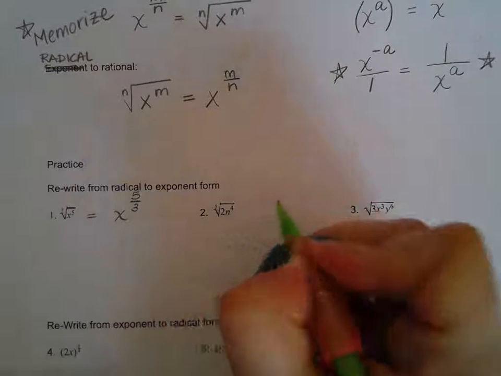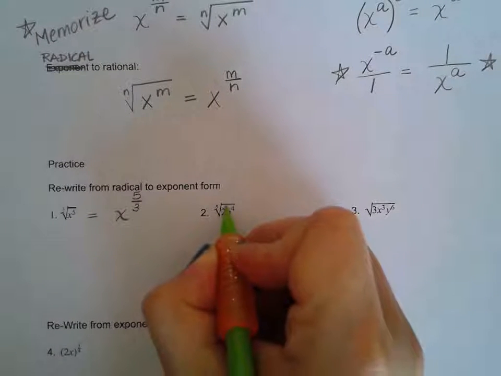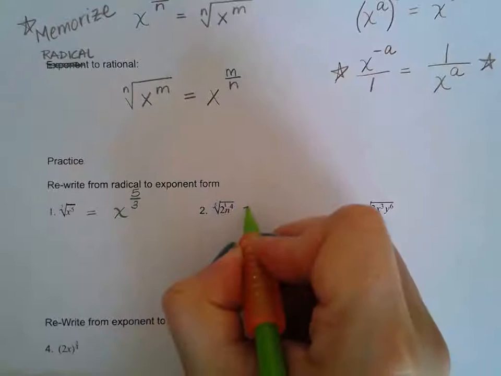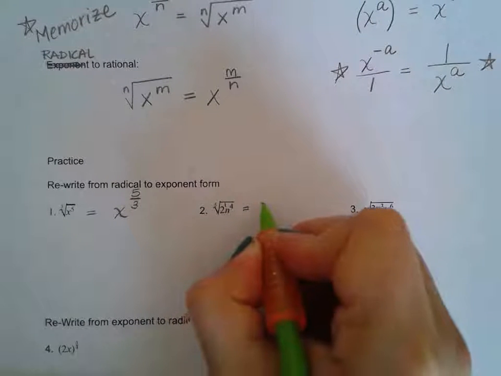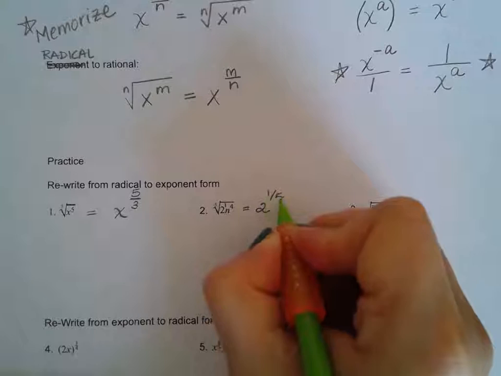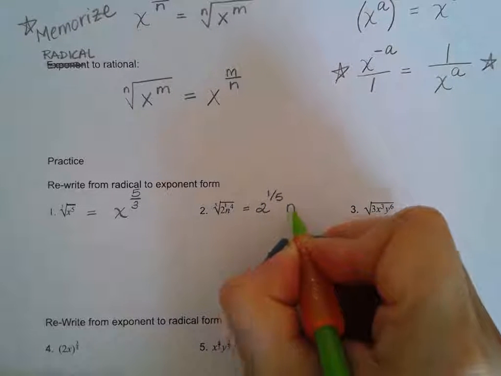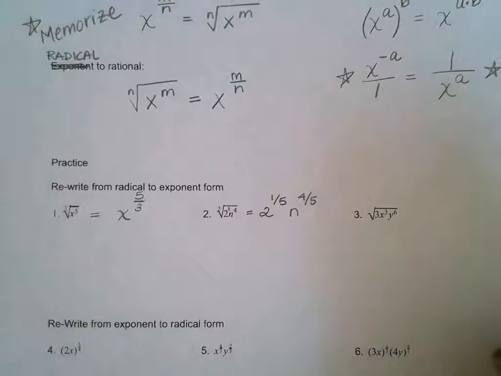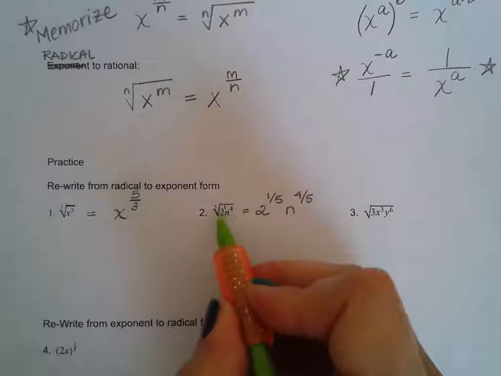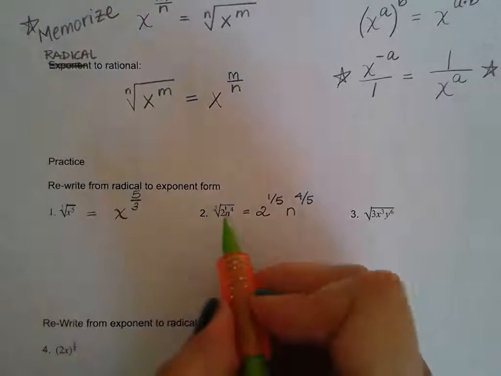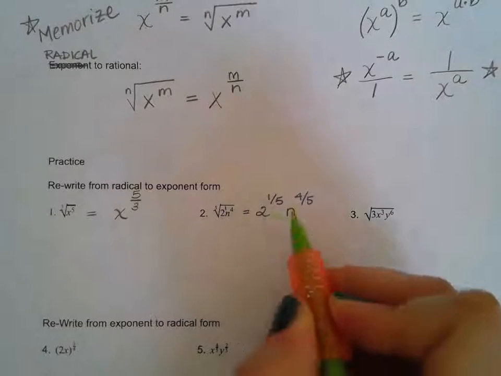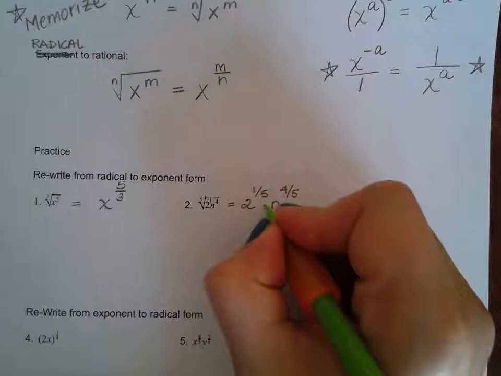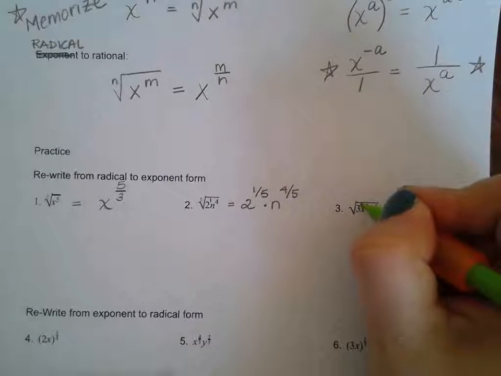For this one, now this one's a little trickier. That 2 really is raised to the first power. So we're going to break this up into multiple radicals. This is going to be the same as 2 to the 1/5 times n to the 4/5. We had to break that one up because there wasn't parentheses around this 2n. So that 2 really has an exponent of 1. So 2 to the 1/5, n to the 4/5. Same with number 3, and these are multiplied. So 3 to the first right here.